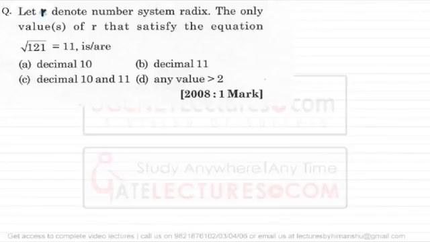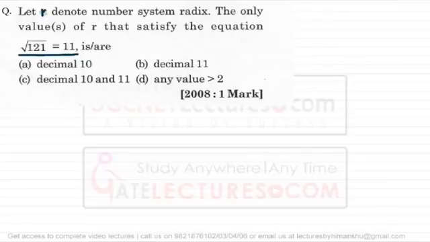Hello people, in this video we take up some questions on conversion of number systems which have been asked recently in the GATE examination, that is, maybe in the last 10 years. Let us look at the first question. We are given that the number system is of base r, the radix is r, and we are asked for what values of r this equation is going to be true.